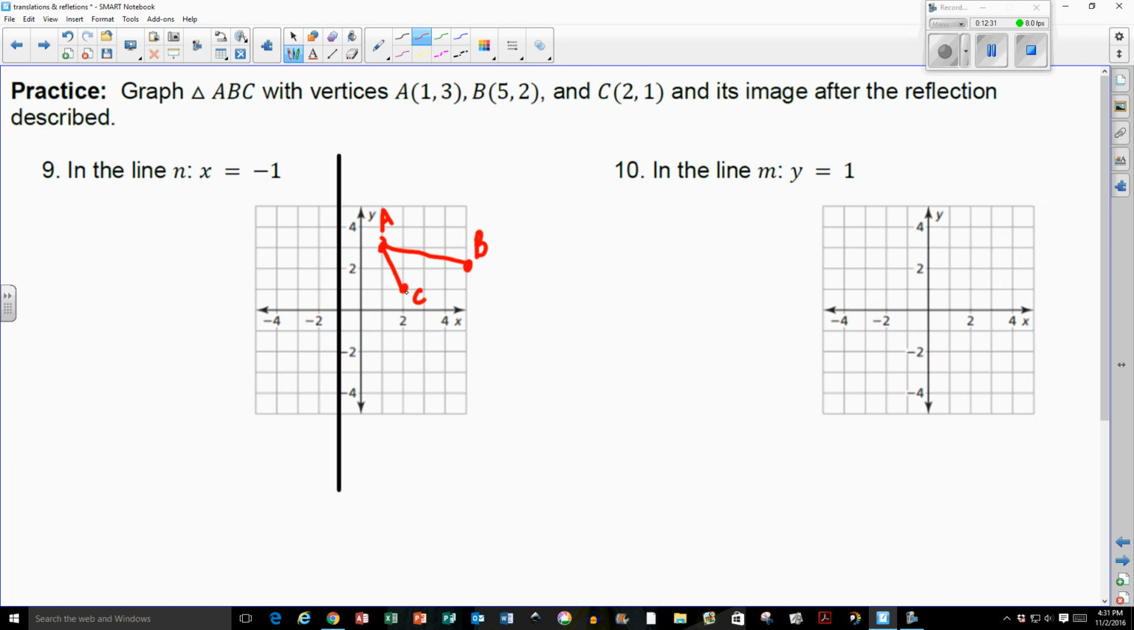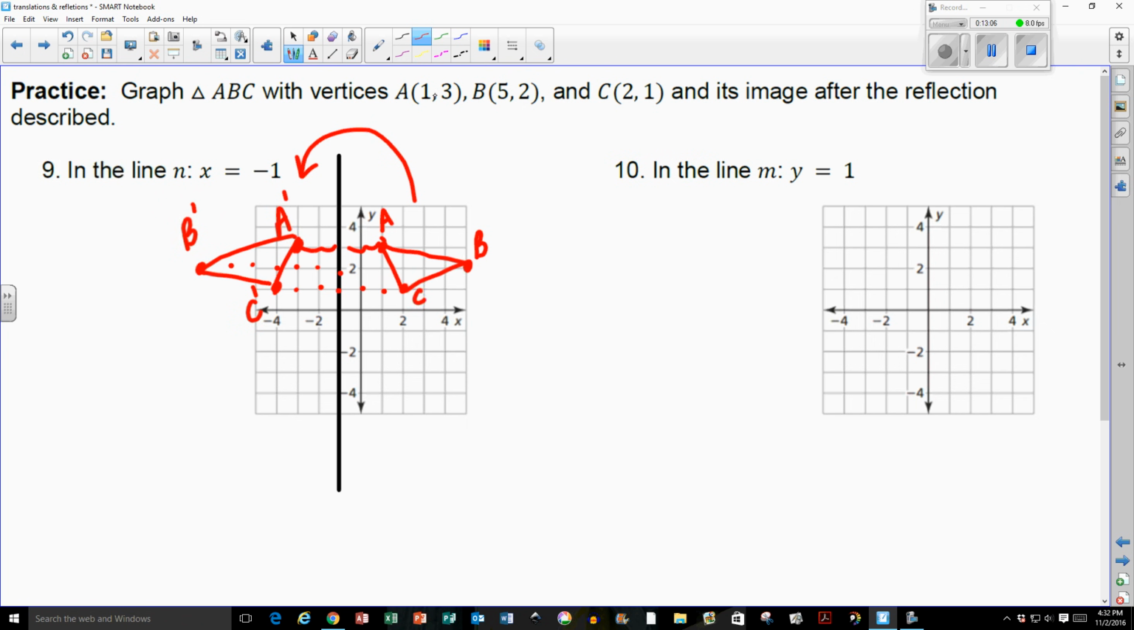So now what I want to do is flip over this line. I am 2 units away, so I need to be 2 units away on the other side. So there's A prime. B is 6 units away, so B prime would be out here somewhere. C is 3 units away, so there's C prime.